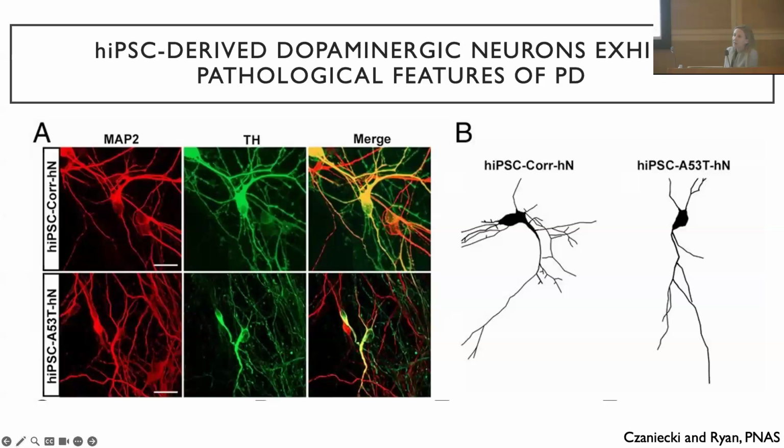When we look at the cells in terms of their structure and complexity, we see that they have much less in the way of neurite outgrowth. So the degree of arborization is much less complex in the A53T neuron relative to the corrected control.